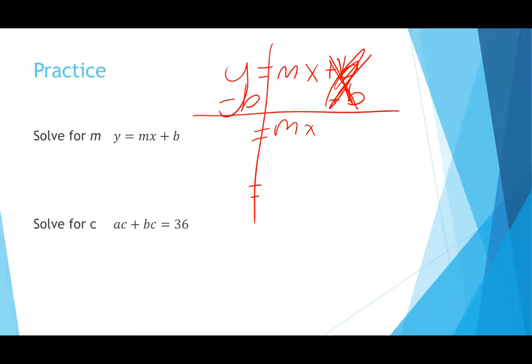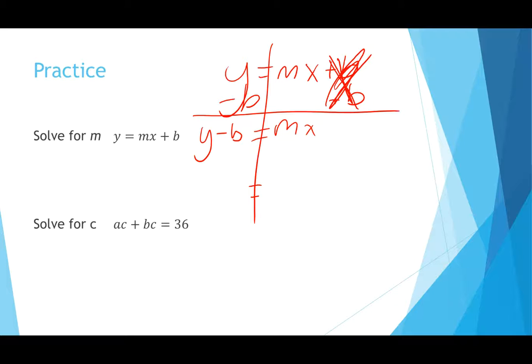It's just mx on the right side. On the left side, be careful what this says. That just simply says y minus b, because remember, you're subtracting b. So we can't combine those. We can't simplify it. We just write it as we read it. It says y minus b. It is y minus b.